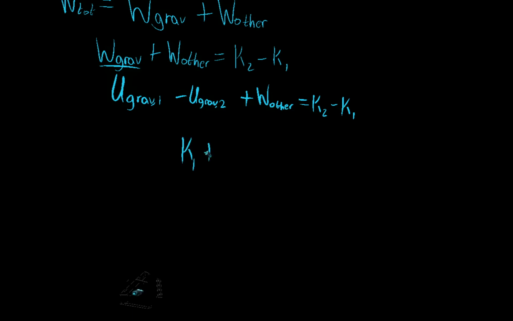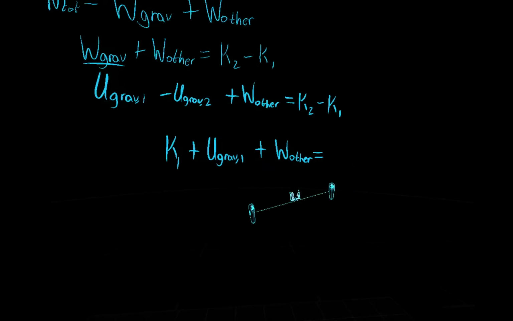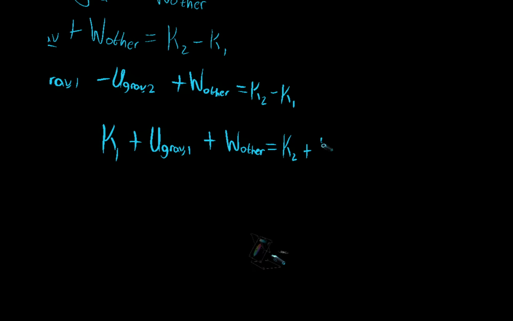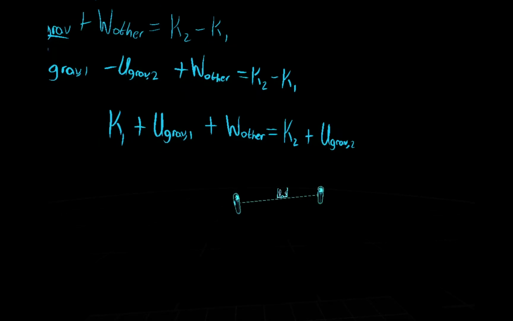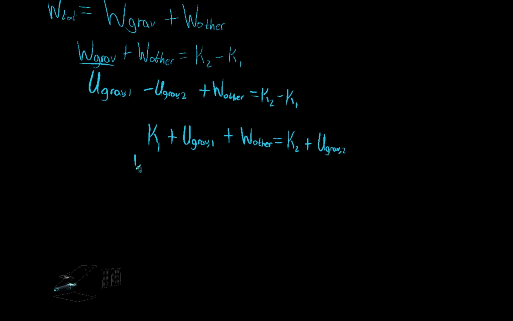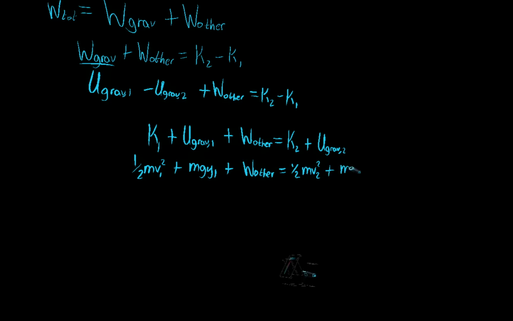K1 plus U grav 1 plus work from some other source is equal to K2 plus U grav 2. So the kinetic energy at moment 1 plus the potential energy at moment 1 plus what other work is also contributing is equal to the kinetic energy at moment 2 plus the potential energy at moment 2. And to write this out further, of course, we have 1/2 mv1 squared plus mgy1 plus, we'll leave this as it is because it can take many different forms, 1/2 mv2 squared plus mgy2.